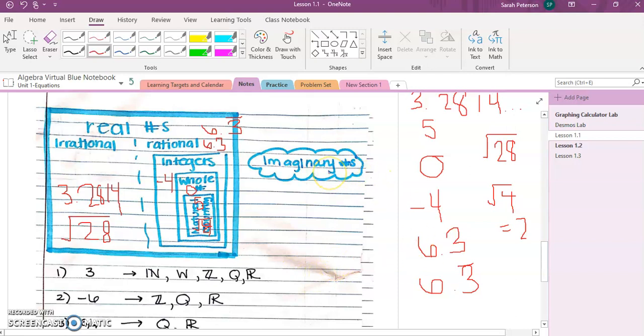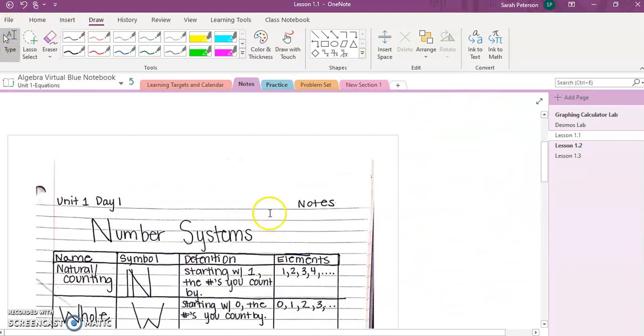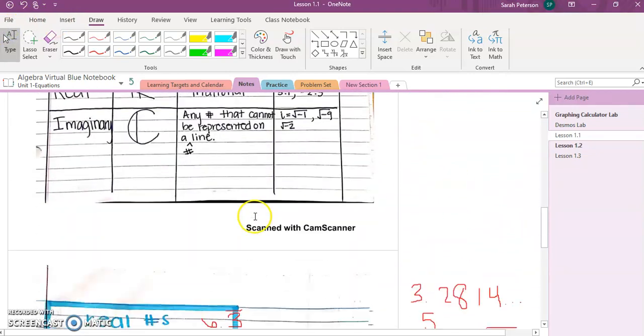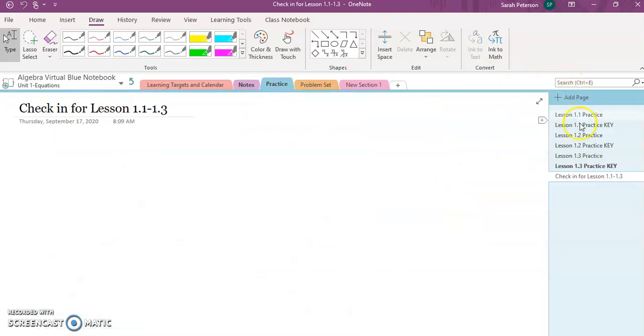So that is a little bit of what the real number system is. So I would advise you to ask any questions if you're unsure, but maybe start the practice and questions will arise there. So to get to the practice, you just click your practice tab and you should see here lesson 1.1 practice.